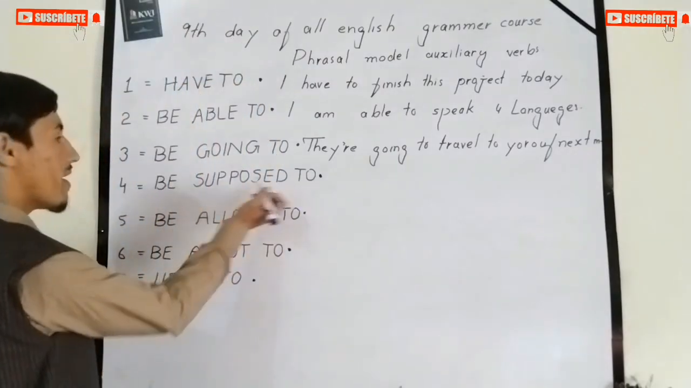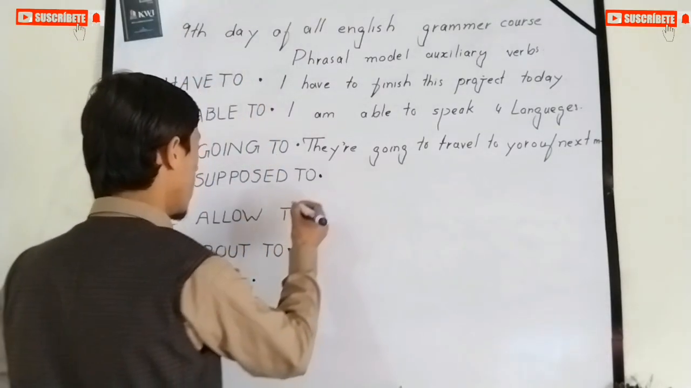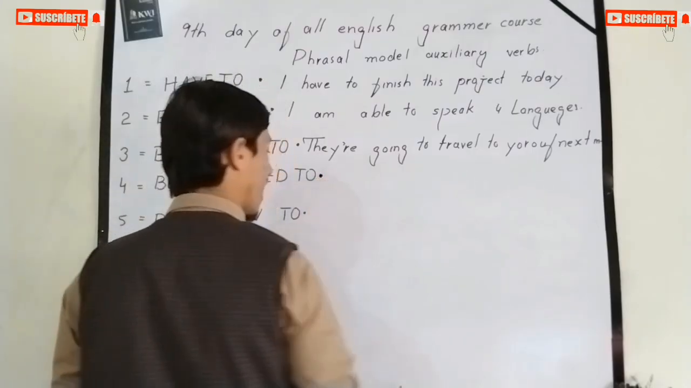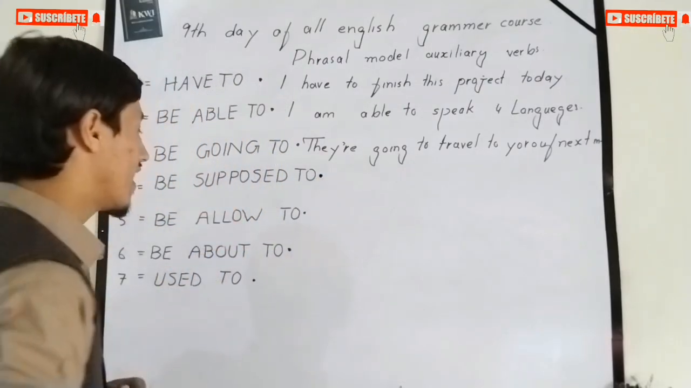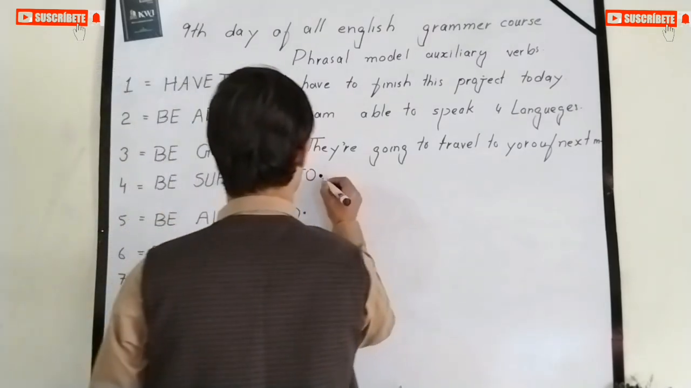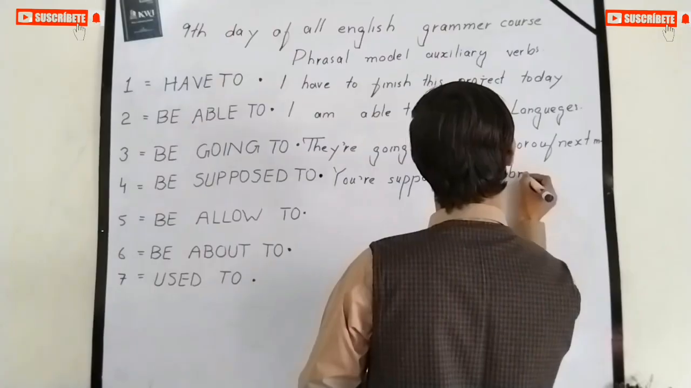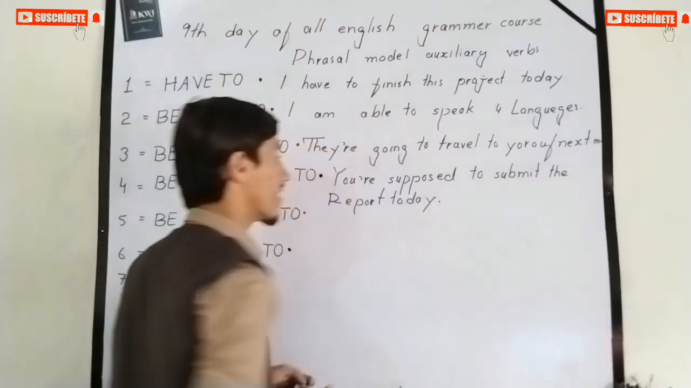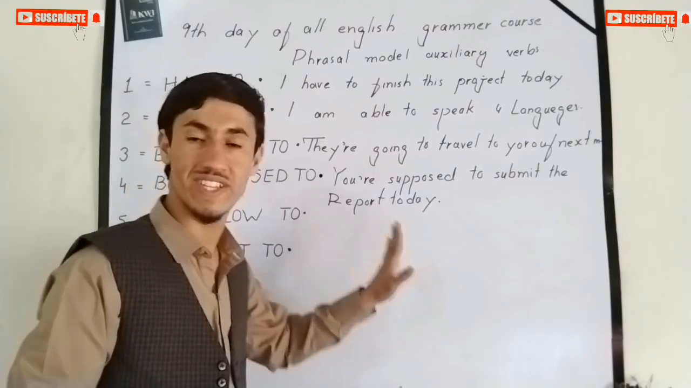Got it? So be supposed to means expectation. So I will make a sentence for you and for your great understanding, and that is: you are supposed to submit the report today.